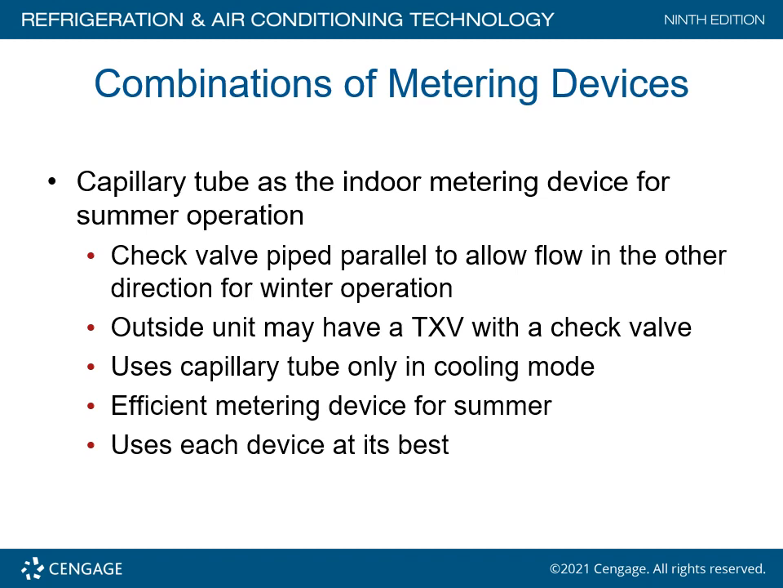Combinations of metering devices. Capillary tube as the indoor metering device for summer operation. Check valve piped in parallel to allow flow in the other direction for winter operation. The outside unit may have a TXV with the check valve. Utilizes a capillary tube only in the cooling mode. Efficient as a metering device for the summer. Uses each device at its best.